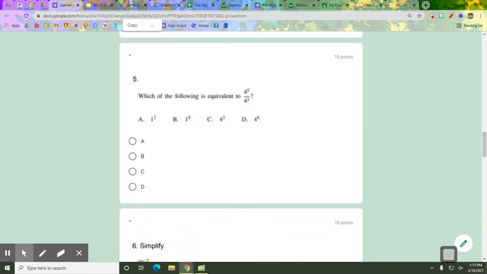So the following is equivalent to 4 to the 5th over 4 to the 3rd. Quotient rule, same as the product rule. Same base, only you do what with the exponents? Subtract. Keep the base, subtract the exponents. Well, if it's a fraction, you subtract it. Yes. And like I told you guys that day, I would always do top to bottom.